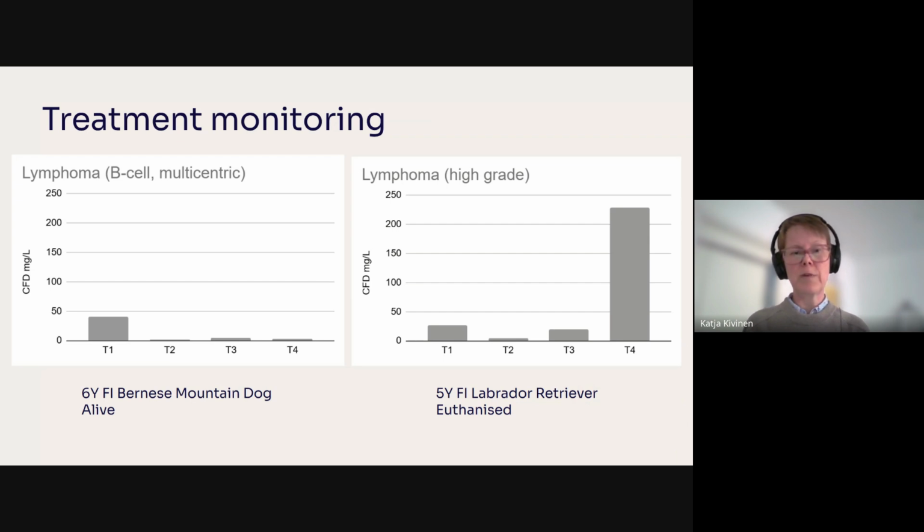Whereas the one on the right is quite typical of lymphomas, especially if it's a more advanced lymphoma. So initially there's response to treatment, but then after a few weeks or maybe a month and a half, there's a turn for the worse, and eventually you end up having so much cell-free DNA in the blood and the dog becomes very poorly that a decision needs to be made whether to euthanize the dog or continue with palliative care.